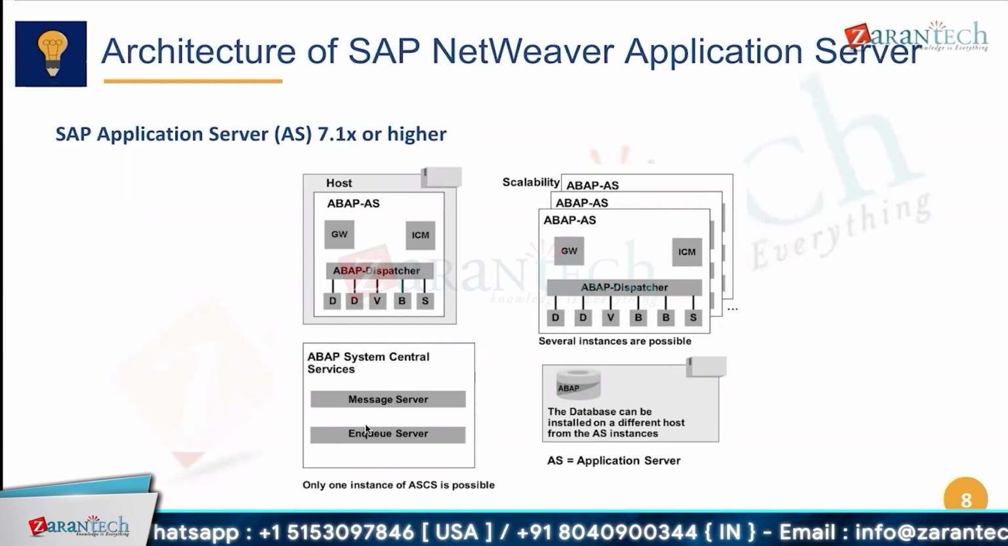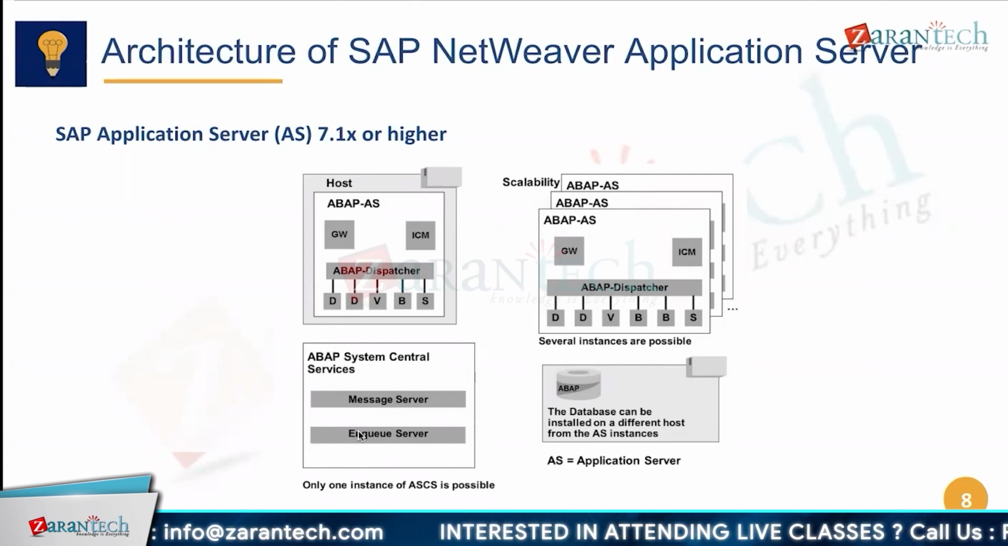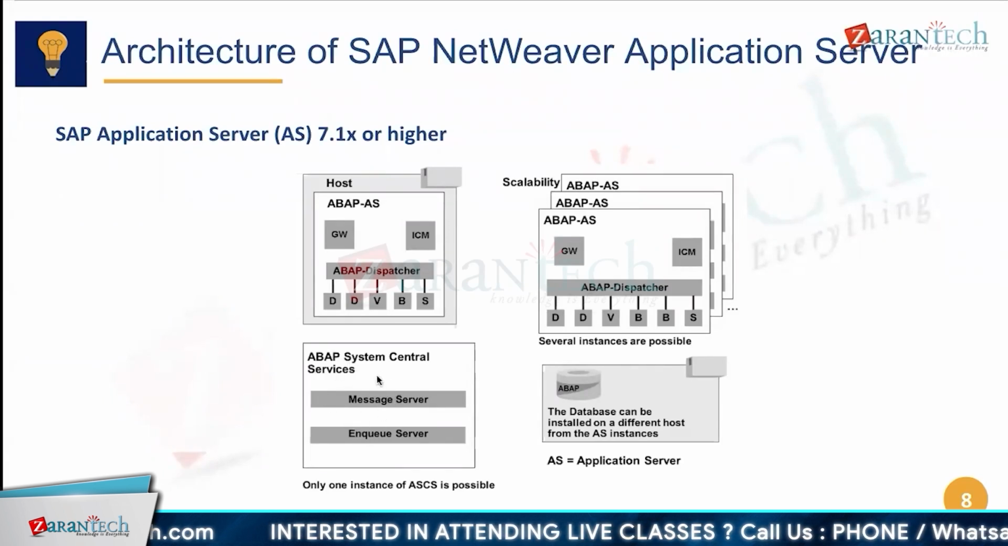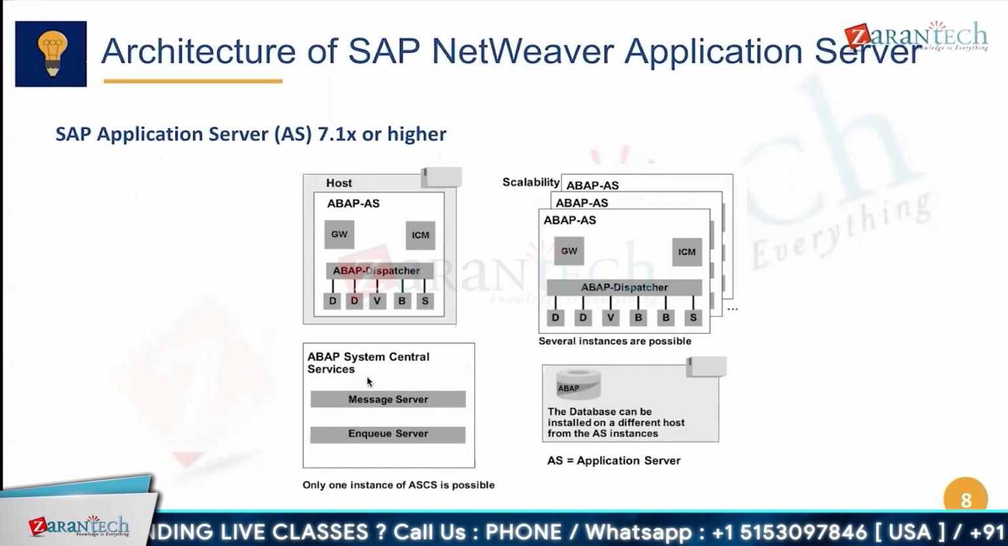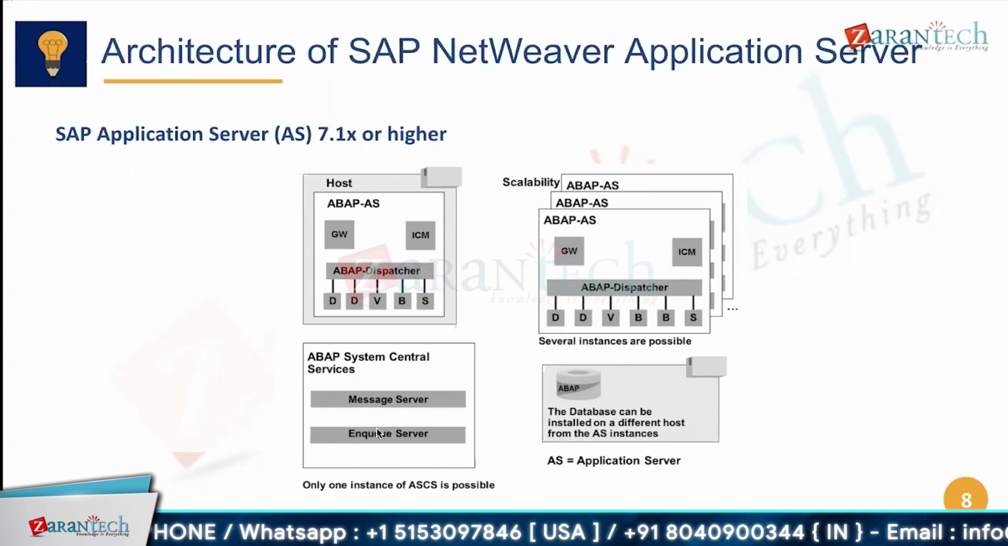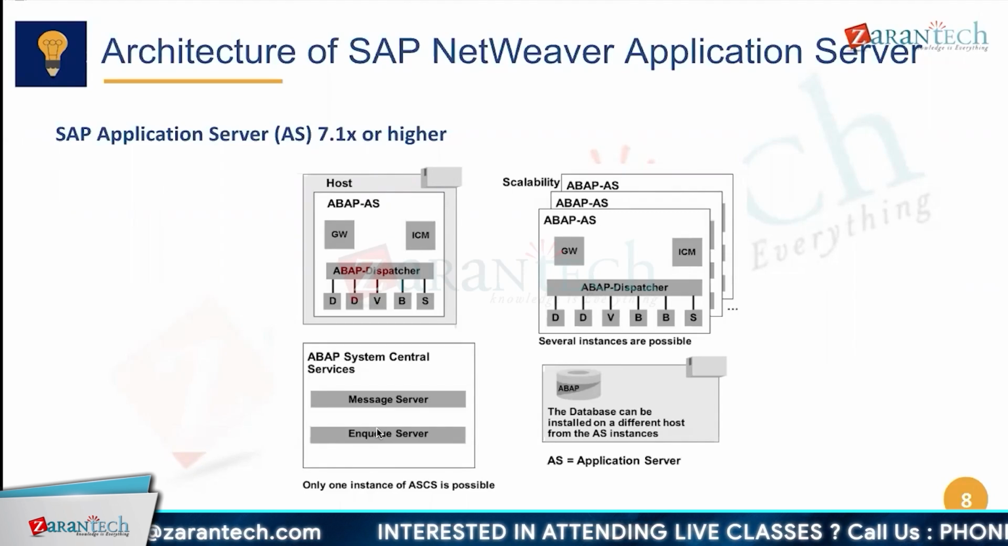So why is this enqueue server so important, guys? Anybody? Why is it separated? You have dialog processes, but why do you have only one enqueue server in this system? Why is it put in the central services instance, which is specifically called the central services, and why have we put enqueue over there? Anybody? Okay, good, I'll explain.